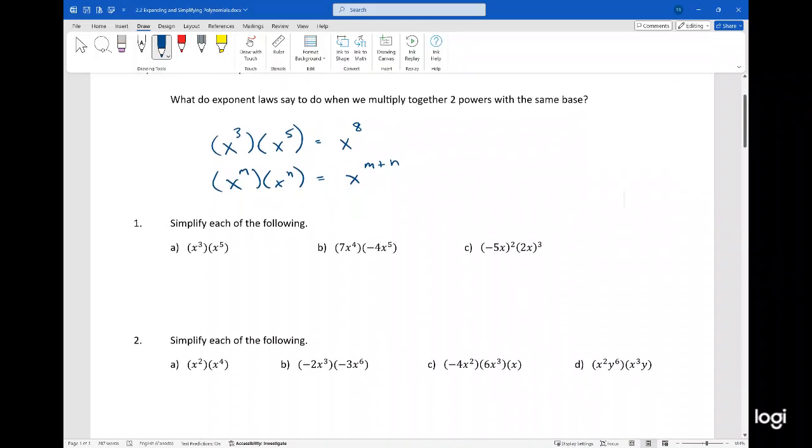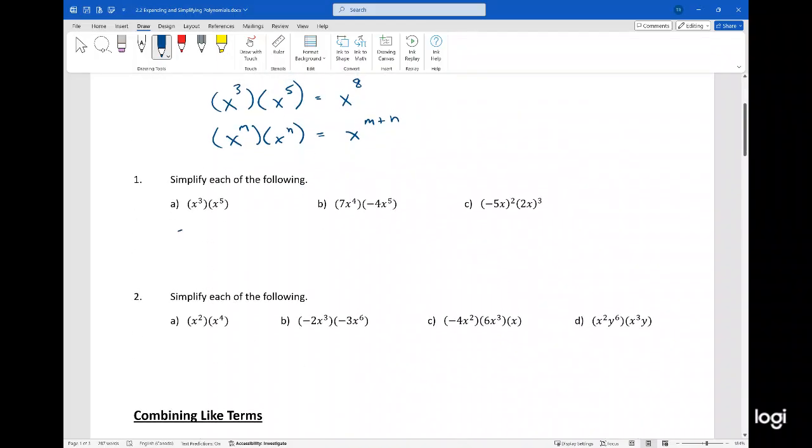So let's just try a couple of these quickly. 3 plus 5 is x to the 8. Second one, we've got our coefficients there. We treat them separately from the actual powers of x. So we just do 7 times negative 4 is negative 28. And then we've got x to the 4 times x to the 5th, so we add exponents: x to the 9th.